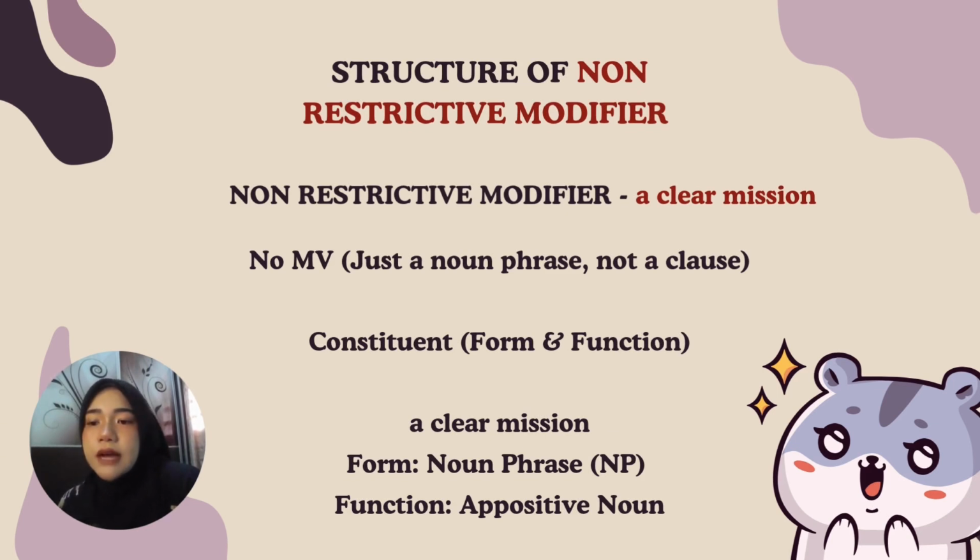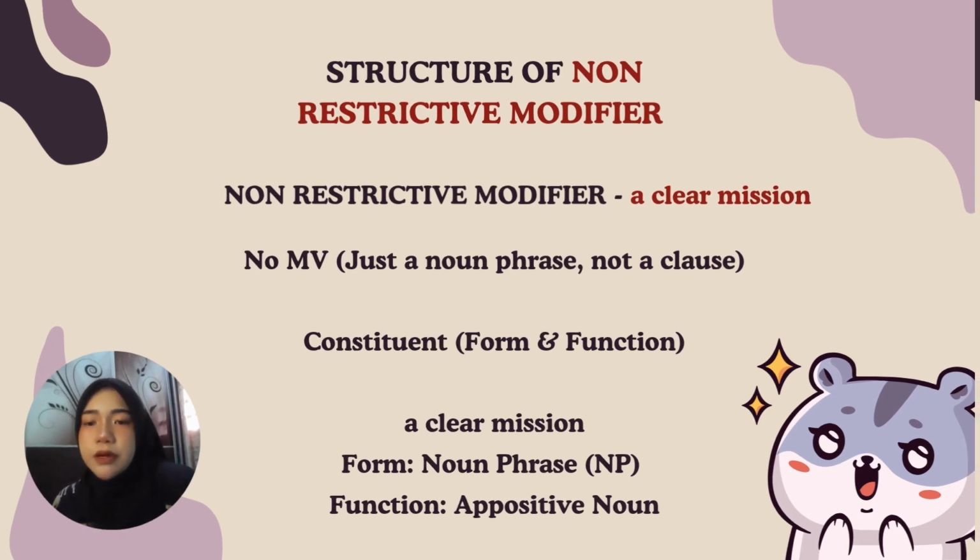And an appositive noun is a noun phrase that sits next to another noun to describe it. So here, a clear mission adds meaning to our goal by explaining what kind of goal it is. It is non-restrictive because it is not needed to identify the subject, because we already know what the subject is. It is just separated by commas to show that it is just extra information about it.